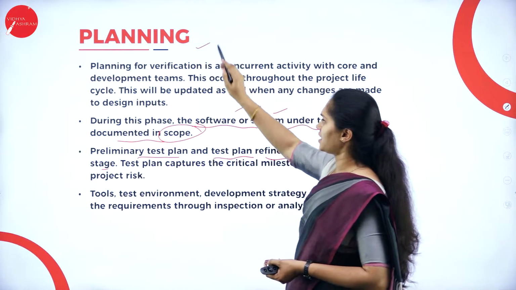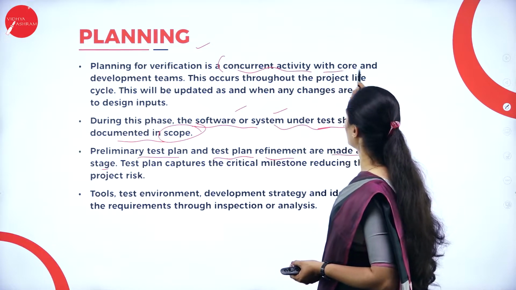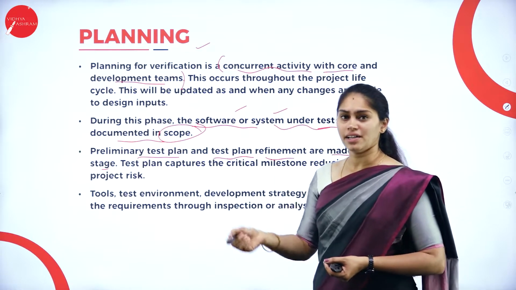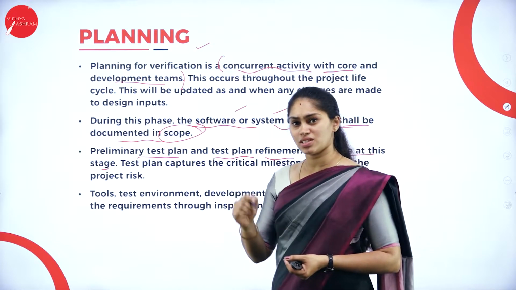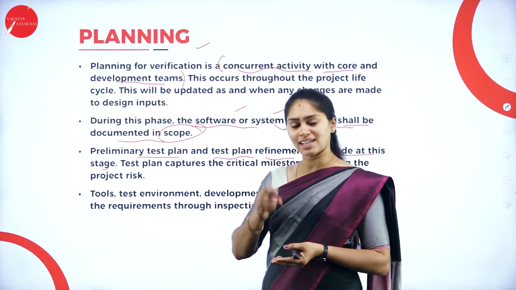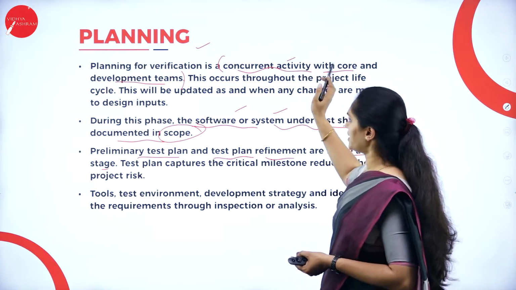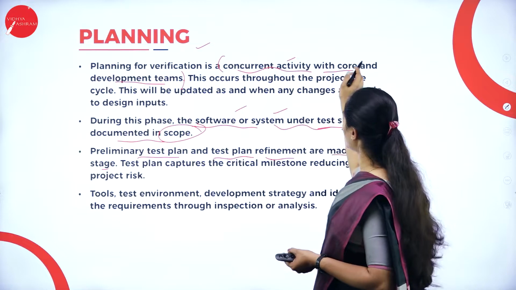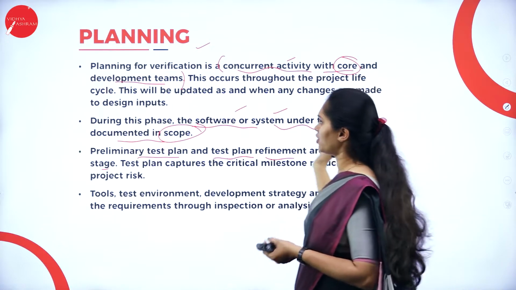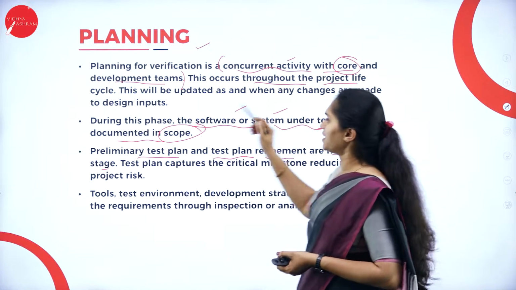In the planning stage of verification, it will specify a concurrent activity with a core and development team. What is the concurrent activity? What are the activities taking place in parallel? Concurrent means executing at a particular time. So that activity needs to be specified with a core, which is more important and more prioritized, along with a development team, so that this occurs throughout the project life cycle.